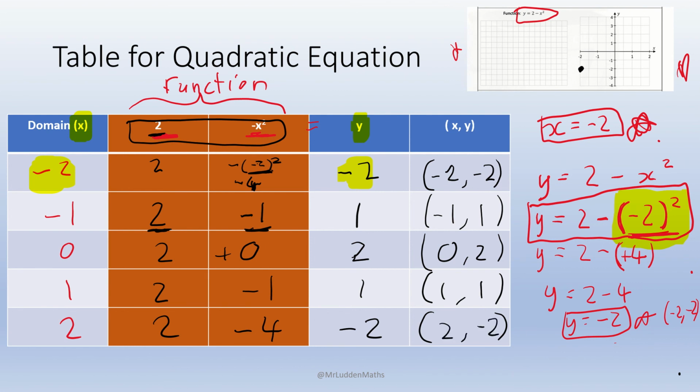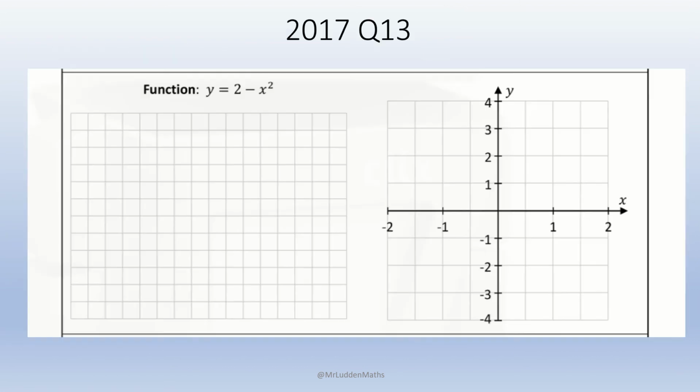And if I was to plot these on my small graph up here, I've got my minus 2 done. Minus 1, 1 is going to be there. 0, 2 is going to be there. 1, 1 is going to be there. And 2, minus 2 is going to be there. And I'm going to go back to my original question just so we can see exactly what that'll look like.